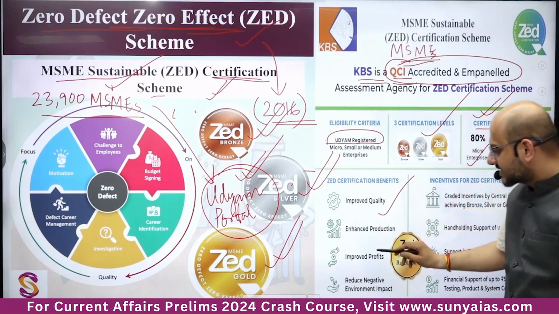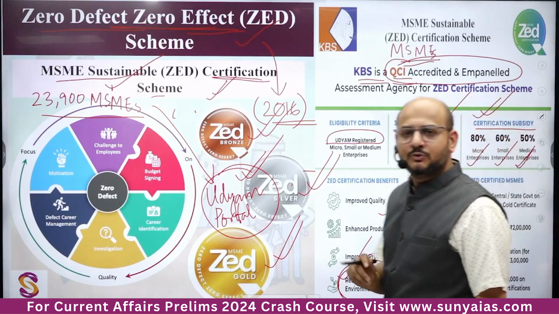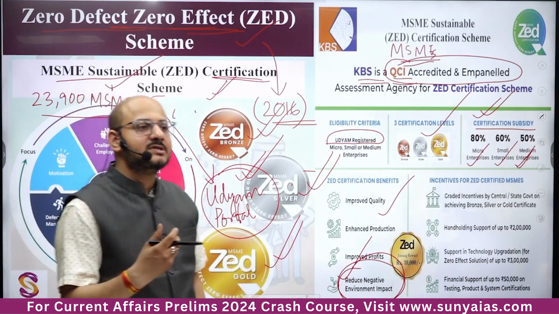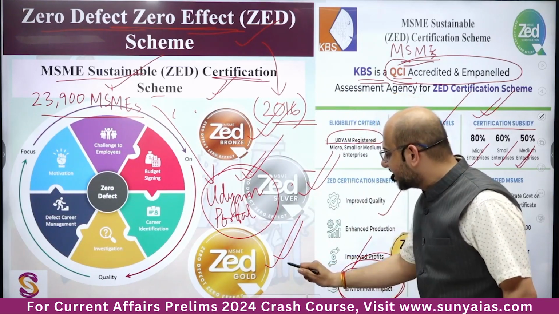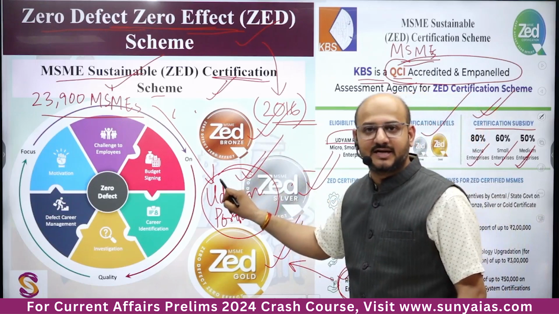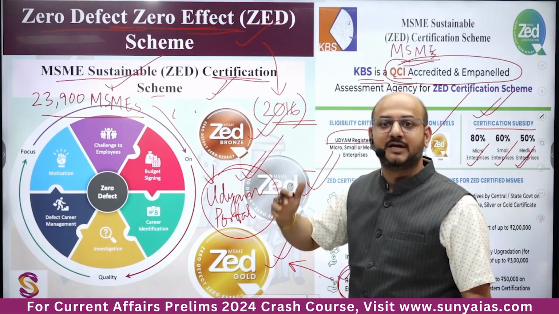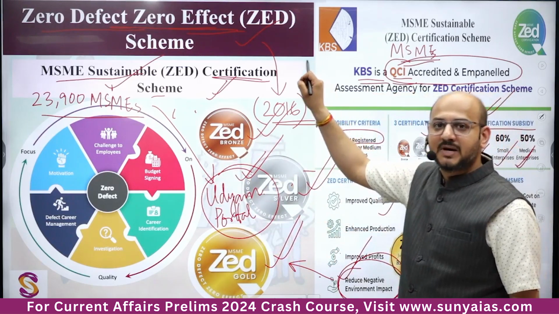Improved quality, enhanced production and reduce negative impact on the environment. जो question आया था ना green washing. So most of the industries are now turning towards environmental friendly, but genuinely how many of them are changing? They will be incentivized accordingly. It's difficult for the MSMEs to become more environment friendly because R&D and technology transfer के cost लगते हैं, but they will be incentivized through this particular scheme.